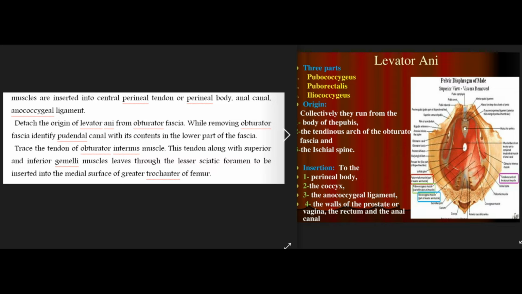While removing obturator fascia, identify pudendal canal with its contents in the lower part of the fascia. Trace the tendon of obturator internus muscle. This tendon along with superior and inferior gemelli muscles leaves through the lesser sciatic foramen to be inserted into the medial surface of greater trochanter of femur.